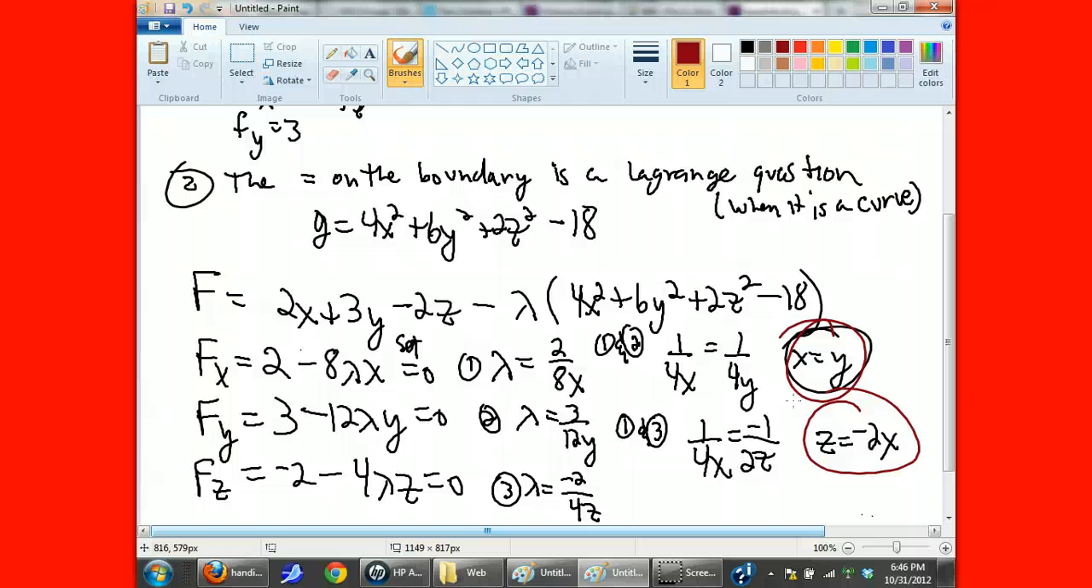Okay. It's possible. But in the end, Lagrange should still only spit out 2 values. No matter how many points fall out of Lagrange, only 2 function values should come out. And the biggest function value is the max, and the smallest function value is the min.